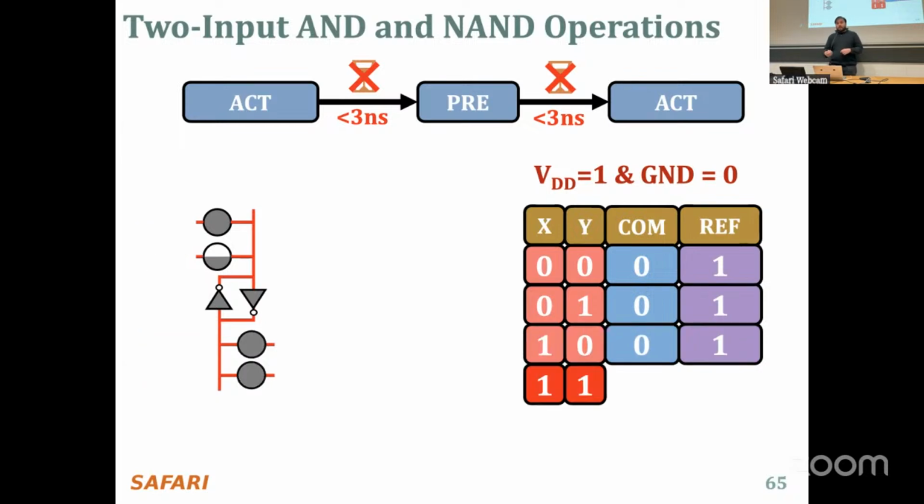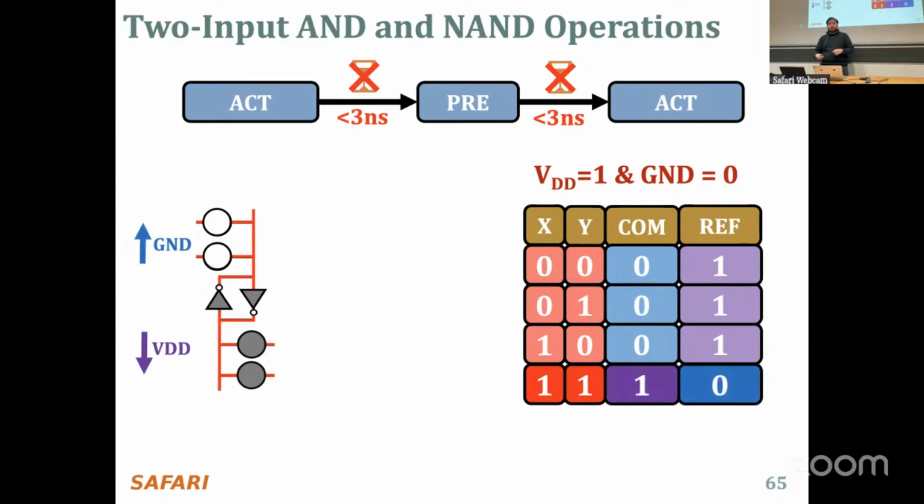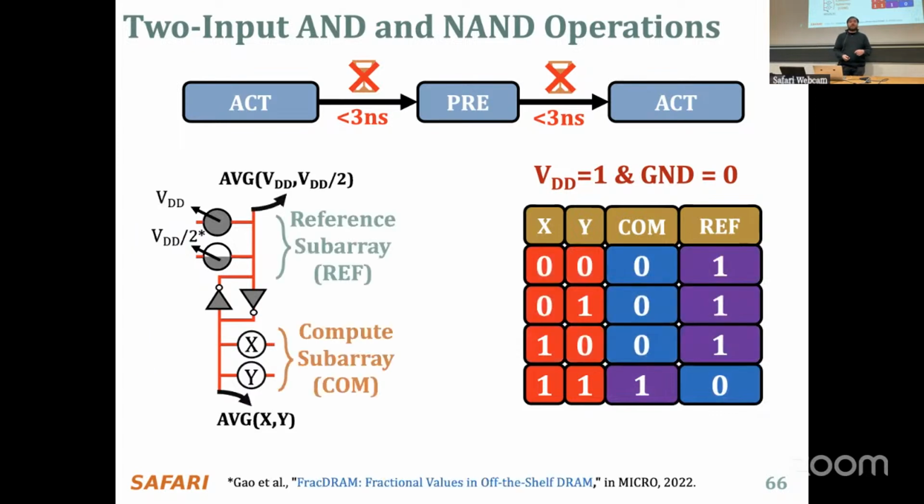So for the last case, where X and Y are both 1, now the compute bit line voltage is greater than the reference bit line voltage. As a result, the reference subarray cells will have 0, while the compute cells will have 1. Now, by doing that, we can realize that the compute subarray cells will have the AND operation of X and Y, and at the same time, the reference cells will have the NAND operation of X and Y.